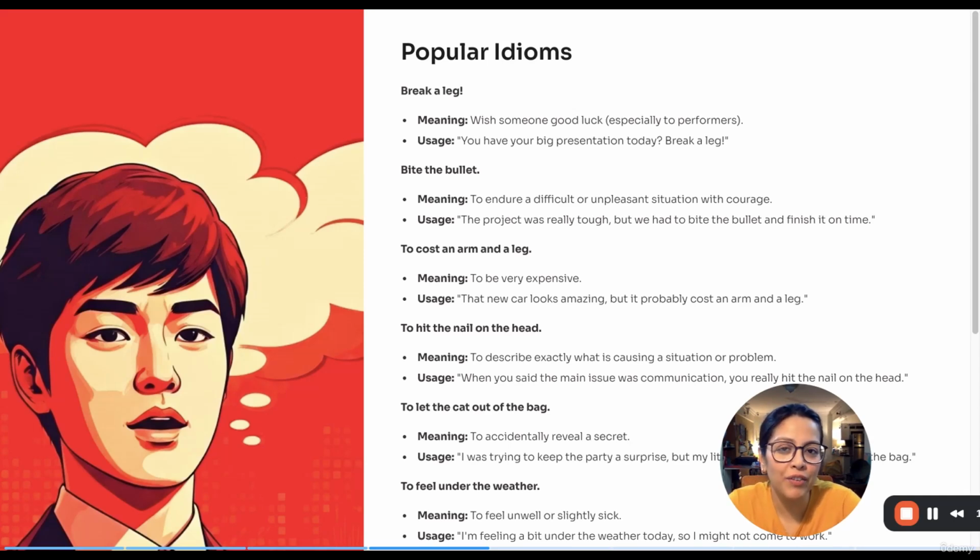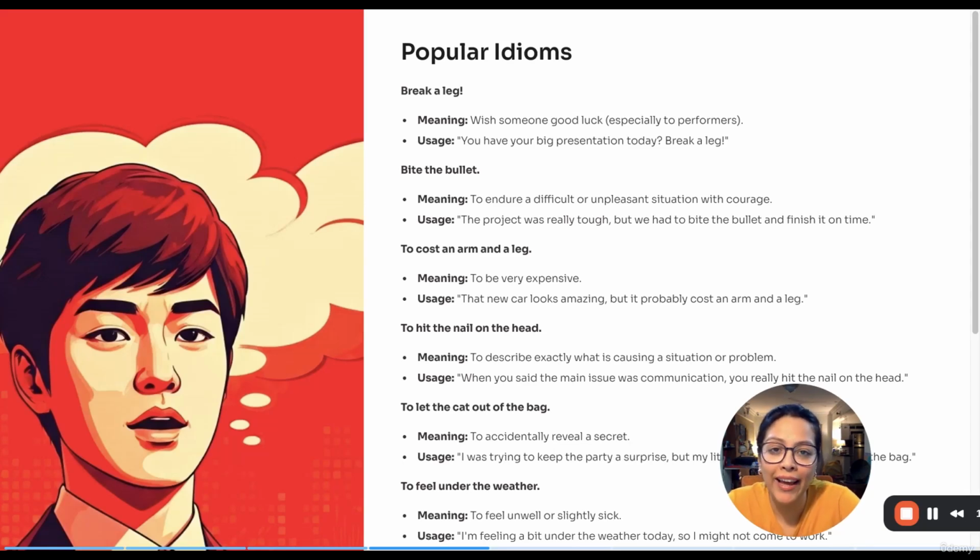Next would be bite the bullet. This is one of my favorite idioms for sure. It sounds good and it has a very interesting meaning. To bite the bullet means to endure a difficult or unpleasant situation with courage. The project was really tough, but we had to bite the bullet and finish it on time. The past tense would be bit the bullet. He bit the bullet and he finished all his tasks.